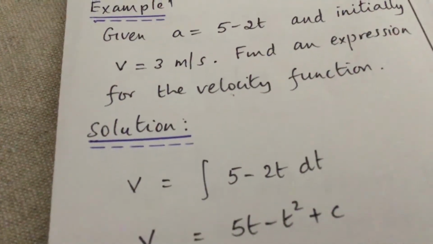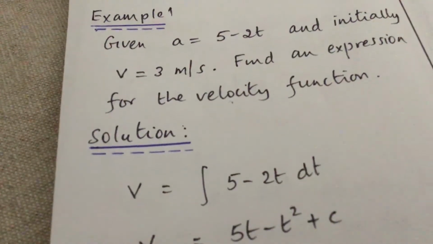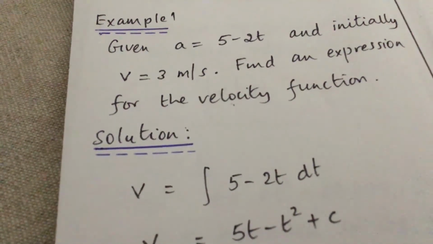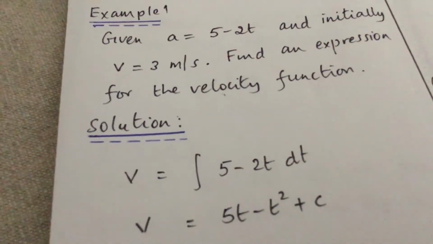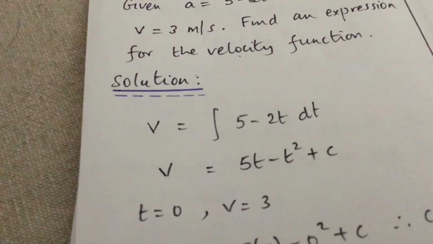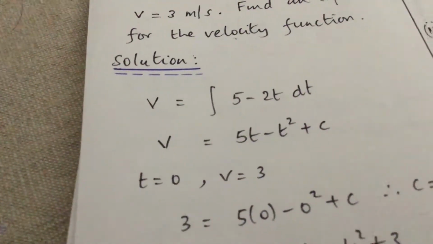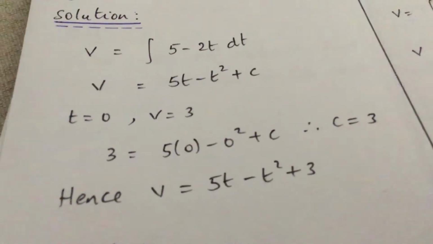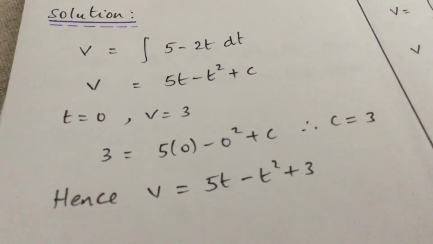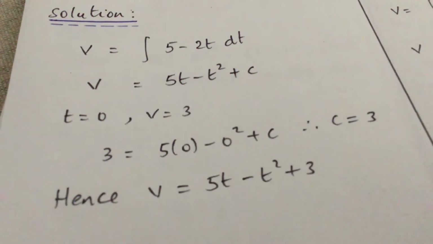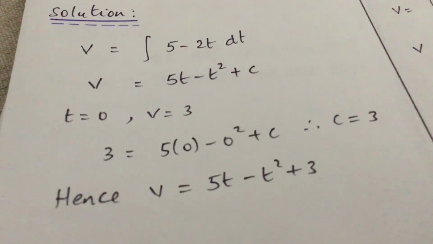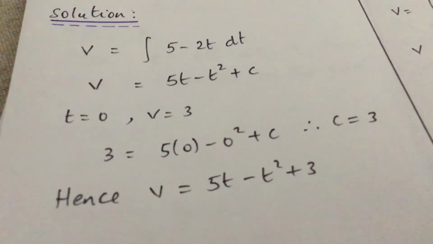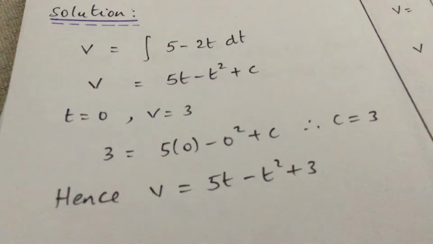Now to find c, we use the initial condition given. So initially means when time is 0, v is 3. So we substitute t is 0, v is 3, and then we work out the value of c, which gives us c equals 3. So replace t by 0, v by 3, and then you can work out the value of c, which is 3. Hence v is 5t take t squared plus 3.